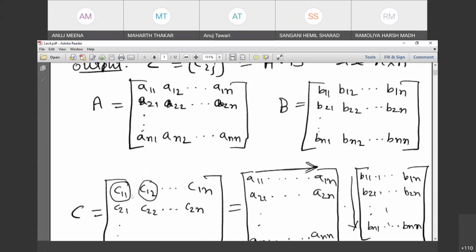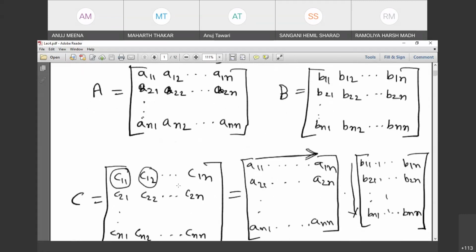So how this multiplication is done is, if you want the entry in the first row and first column, C11, you multiply the first row of A with the first column of B. Similarly, for C12, you multiply the first row of A with the second column of B.